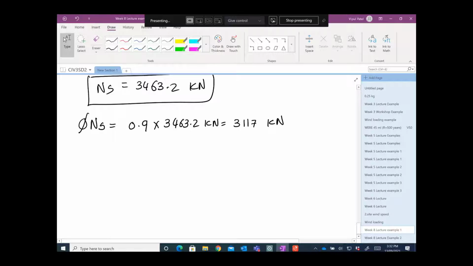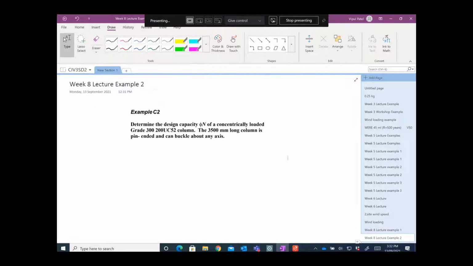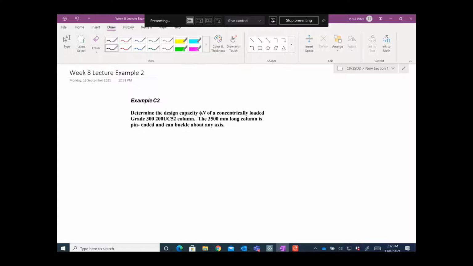Now the second example that we like to go for is determining the design capacity, which is Nc, for a concentrically loaded column. Concentric meaning axially loaded, it is the same word, axially loaded, and under compression. We have grade 300, 200 UC 52, 200 universal column 52, and it is 3500 millimeters long.